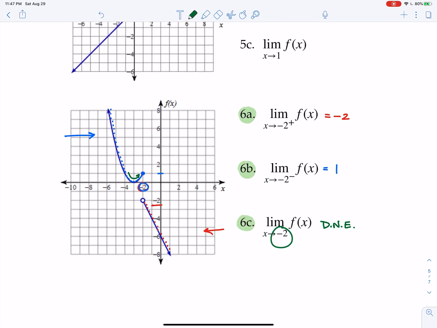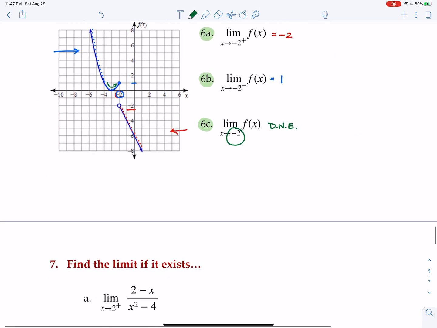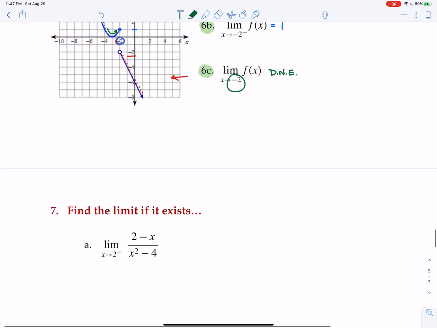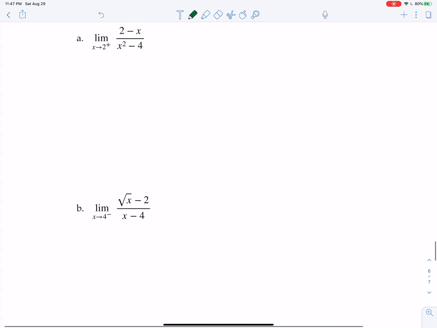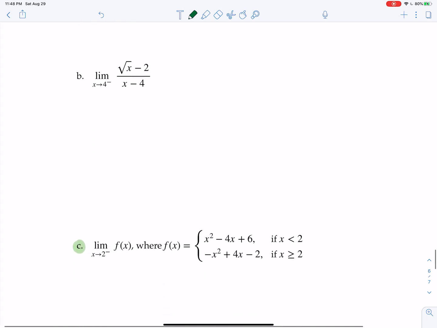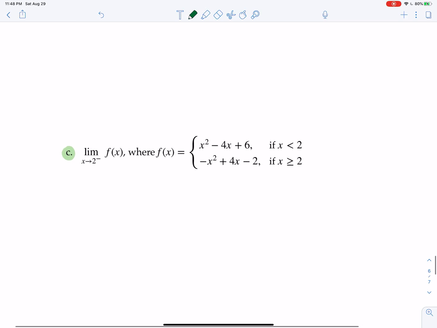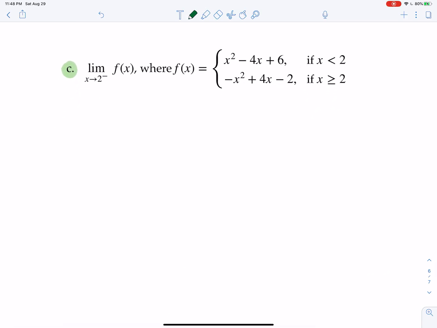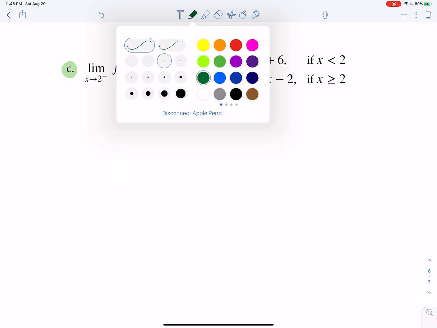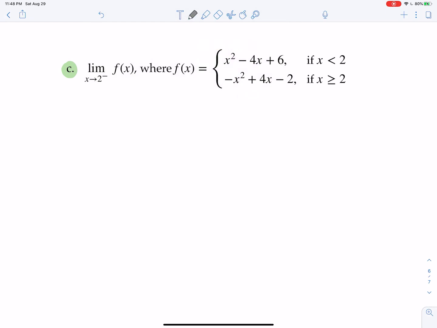There's also a way to talk about one-sided limits algebraically, and I've got a couple problems here, 7a and 7b. I'm going to ask you to try those on your own outside of this video, but letter C gets really interesting because it's a piecewise function, actually very similar in structure to the graphical function we just looked at. And maybe you can take a second and think what this limit is asking. If you could maybe even read that limit to yourself. How would you say it in words?